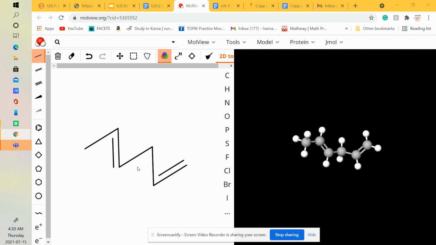Here we have a structure. The structure is 2,4-hexadiene, and this is its 3D shape. As we can tell, because of the 3D shape, this structure is nonpolar.